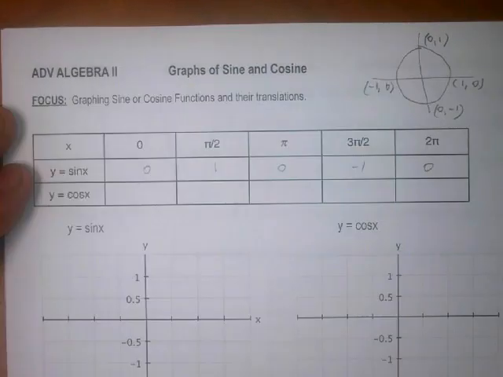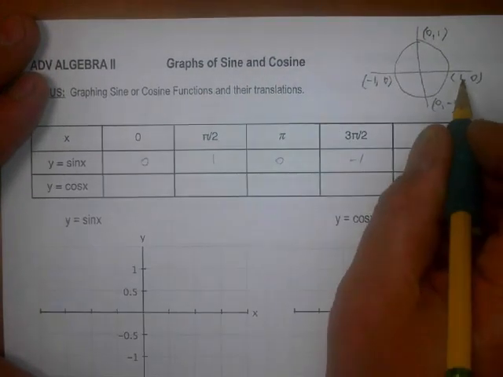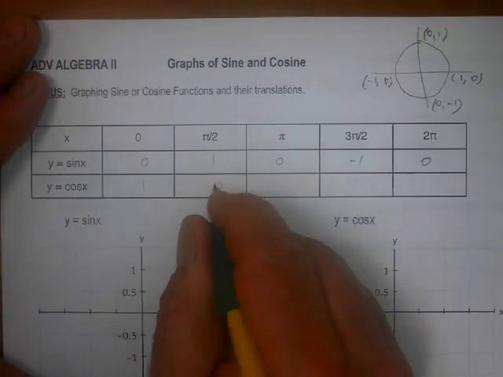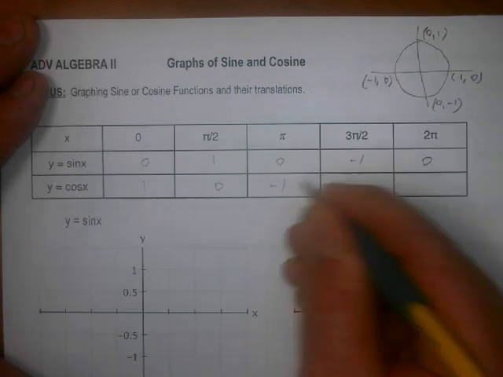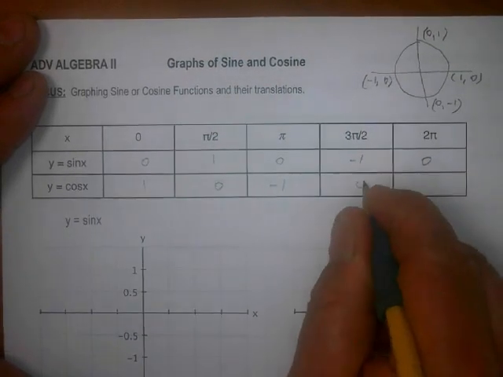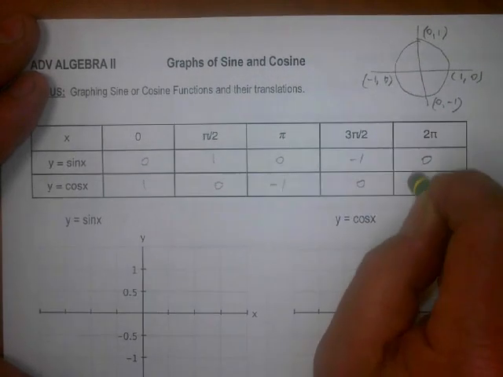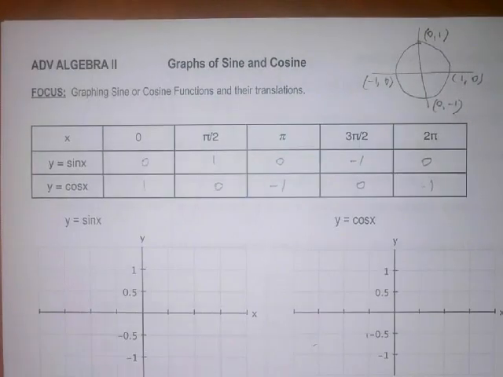Now let's go ahead and fill it in for cosine. At 0 degrees, cosine is 1. Pi over 2, cosine is 0. At pi, cosine is negative 1. At 3 pi over 2, cosine is 0. And back here at 2 pi, it is positive 1. Sorry about that. But we got a 1. All right, here we go.